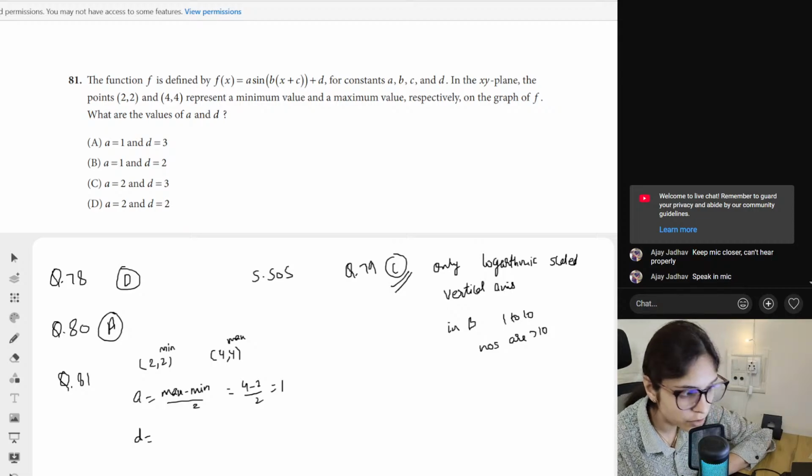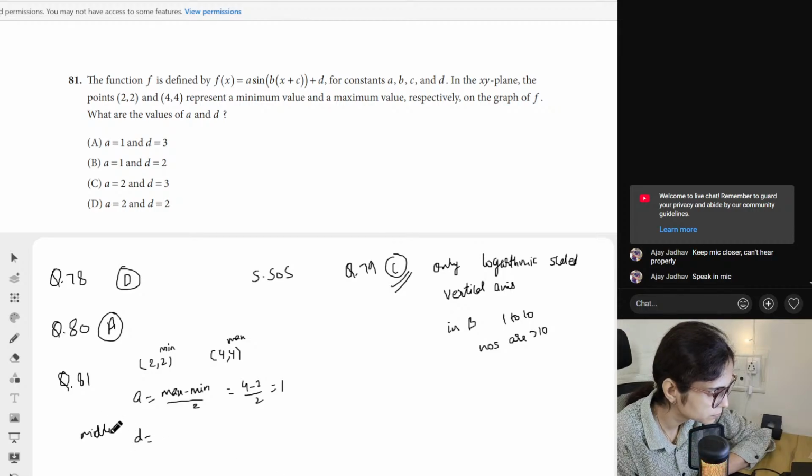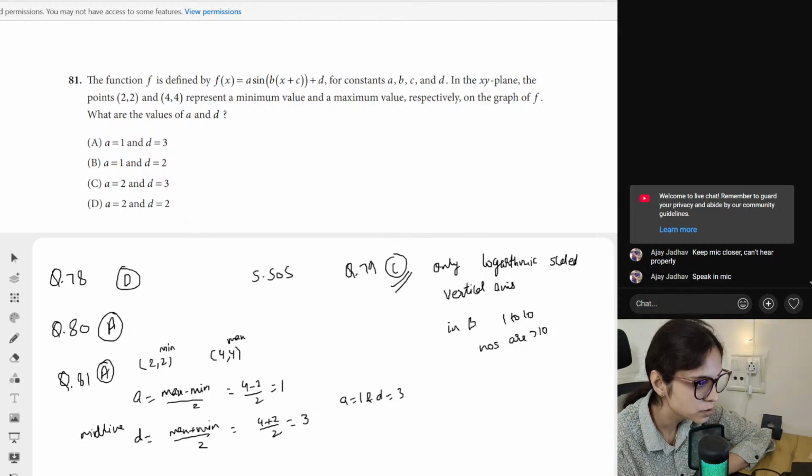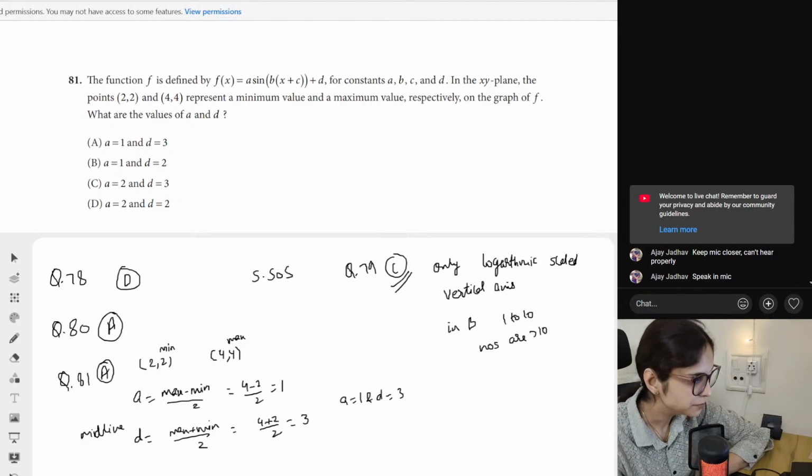So d is your midline, and the formula for d is max plus min over 2. So that is 4 plus 2 over 2, 6 over 2, that is 3. So a should be 1 and d should be 3, option A. So the answer is option A. Got it?